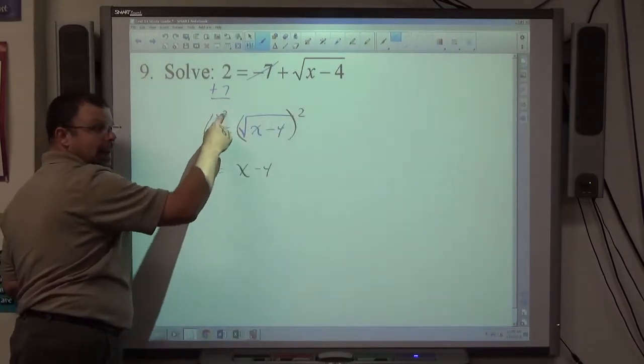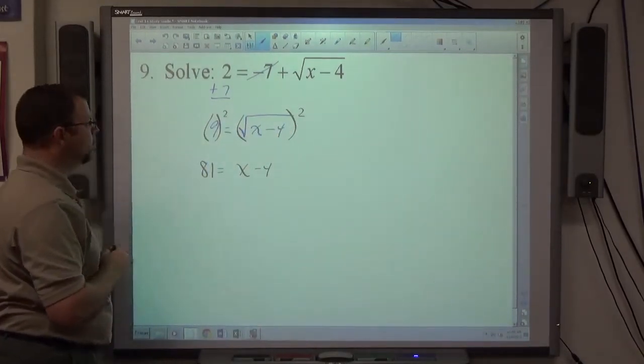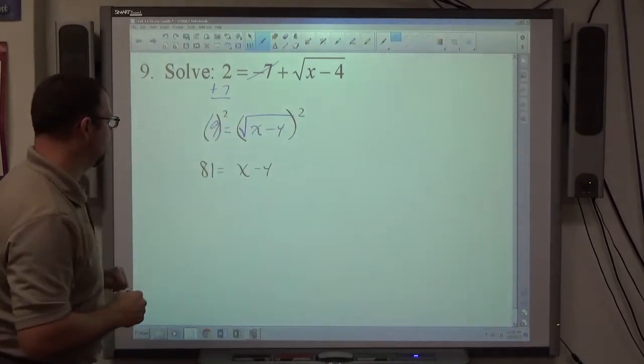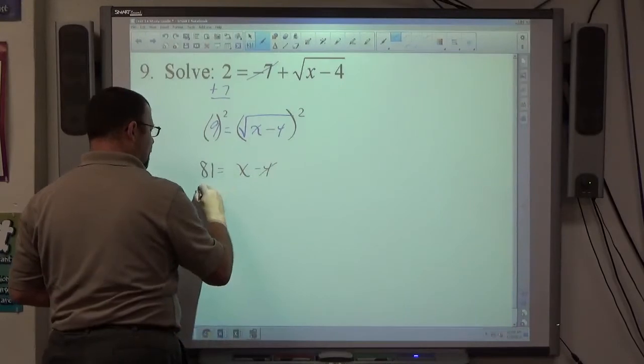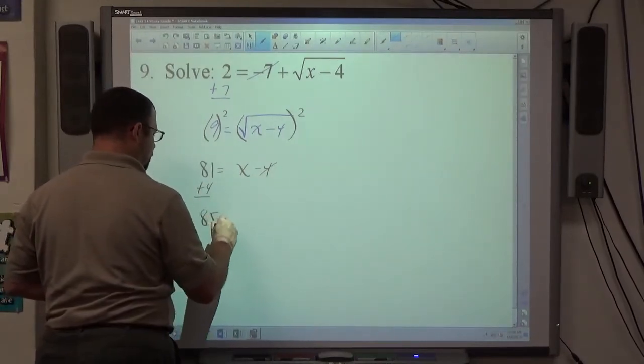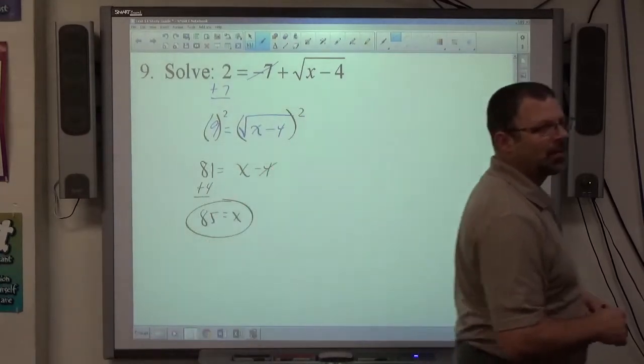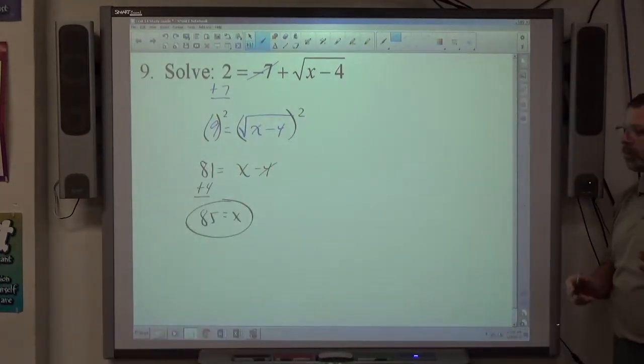I have to square 9. 9 times 9 equals 81, the consequence of the action. So squaring here, squaring there, getting here. Move the 4 to the other side and change the sign. We get 85 is equal to x. Again, this is the candidate for the right answer. Don't expect empty set to be the answer to the question on the test. So it probably will work.